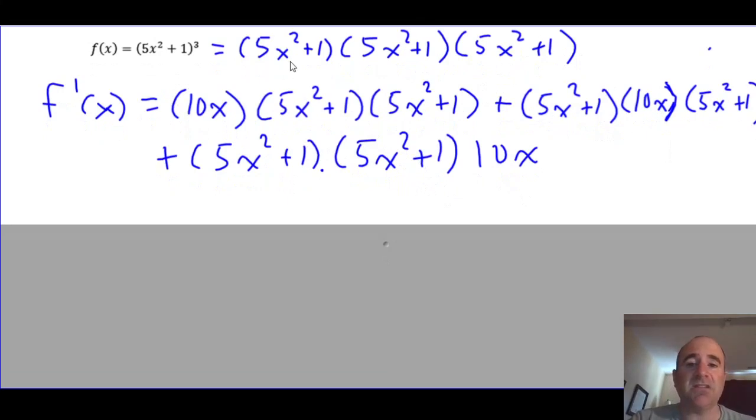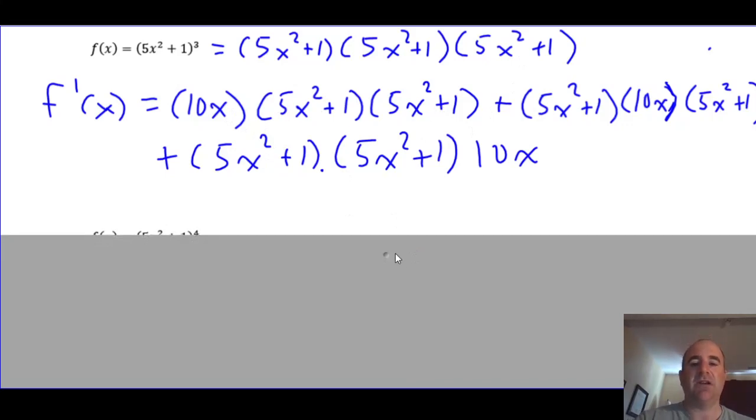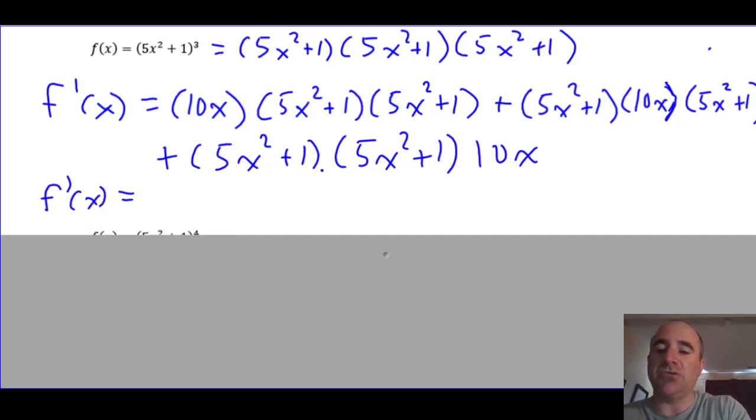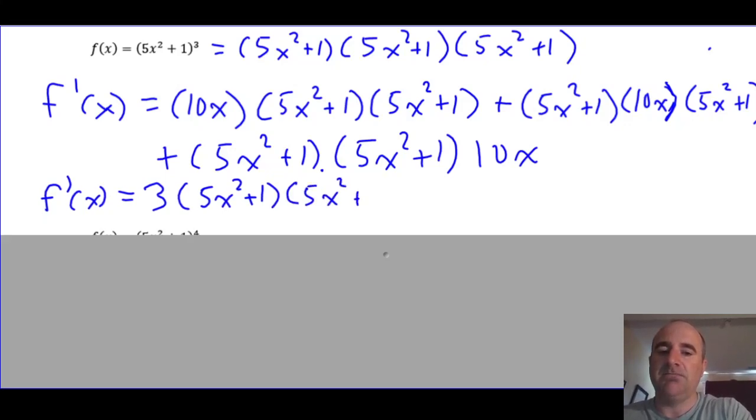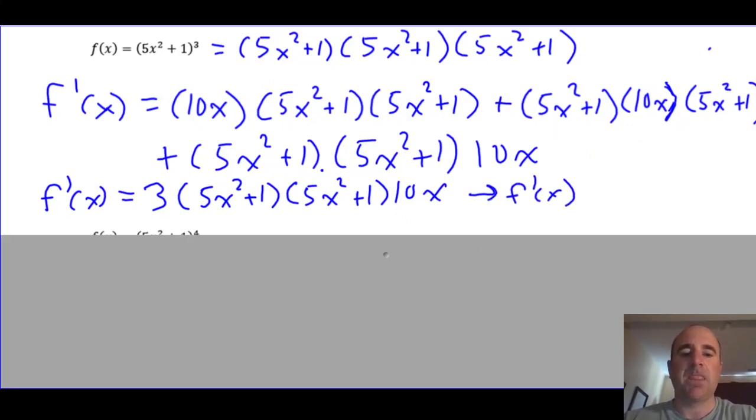Now, in this special case, because all these factors were the same, there are some patterns that emerge. First of all, 5x squared plus 1 times 5x squared plus 1 is actually 5x squared plus 1 squared. So there's a common term that appears every time, and instead of 2 of them in this case, there's 3 of them. 3 times 5x squared plus 1 times 5x squared plus 1 times 10x. We have the exact same term every time. I've just chosen the 10x to appear in different spots, but that doesn't matter. Or better yet, I could say f prime of x is 3 times 5x squared plus 1 squared times 10x.